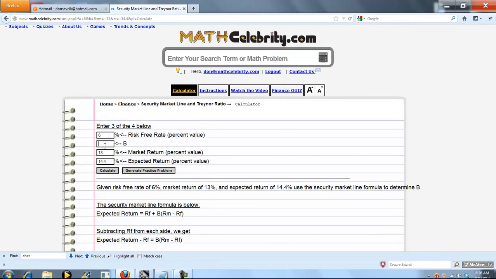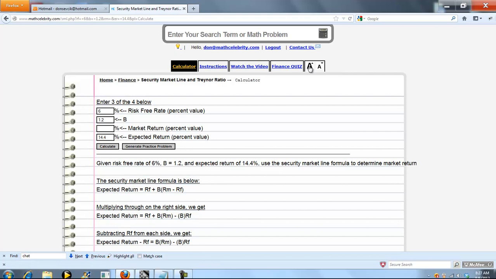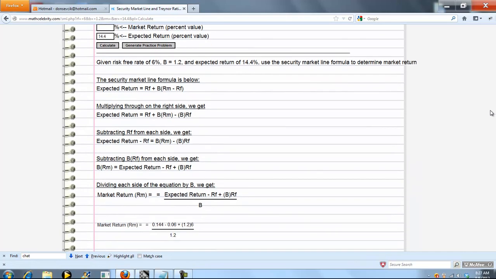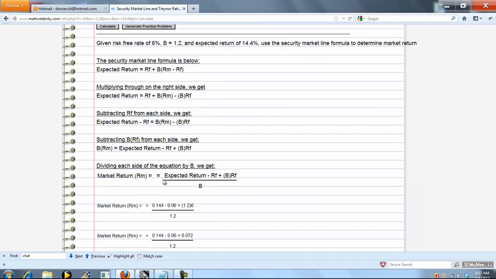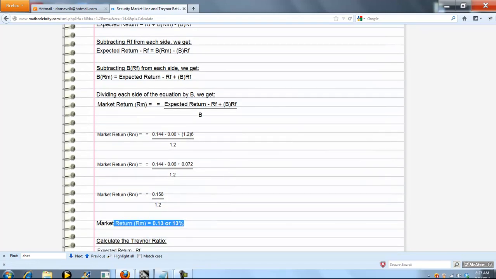Finally, we're going to do market return. I'm going to press calculate. Again, we do some algebra, simplification, and we isolate market return. Plug in our numbers, simplify, and we get 13%. As you can see on this calculator, you could solve for any of the security market line input values.